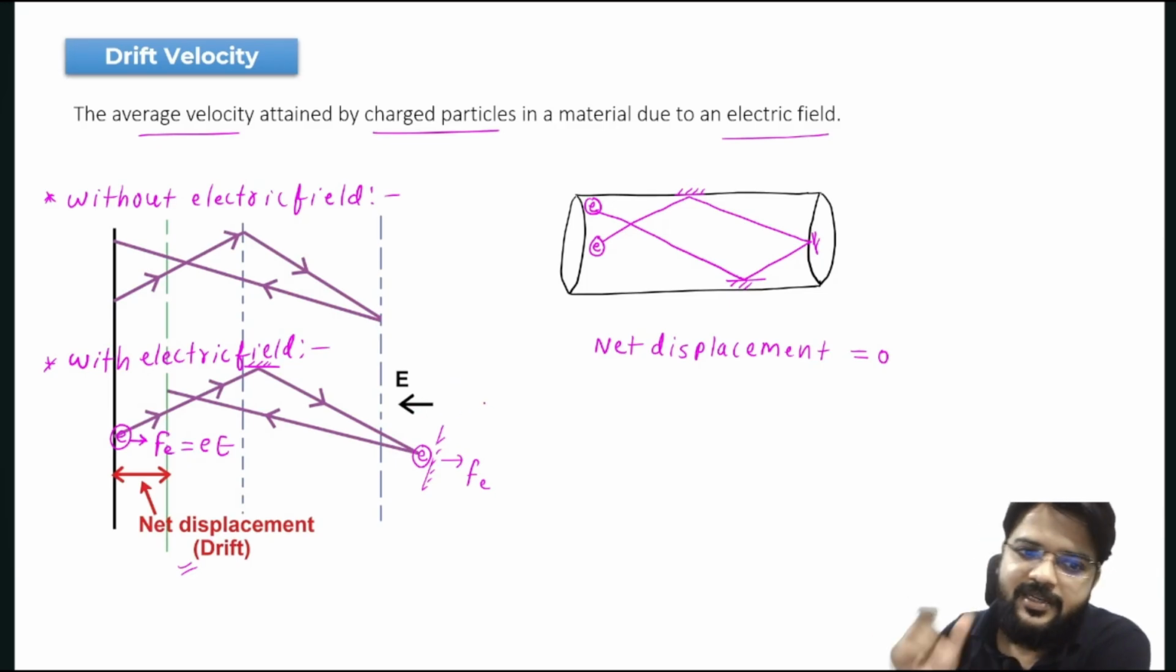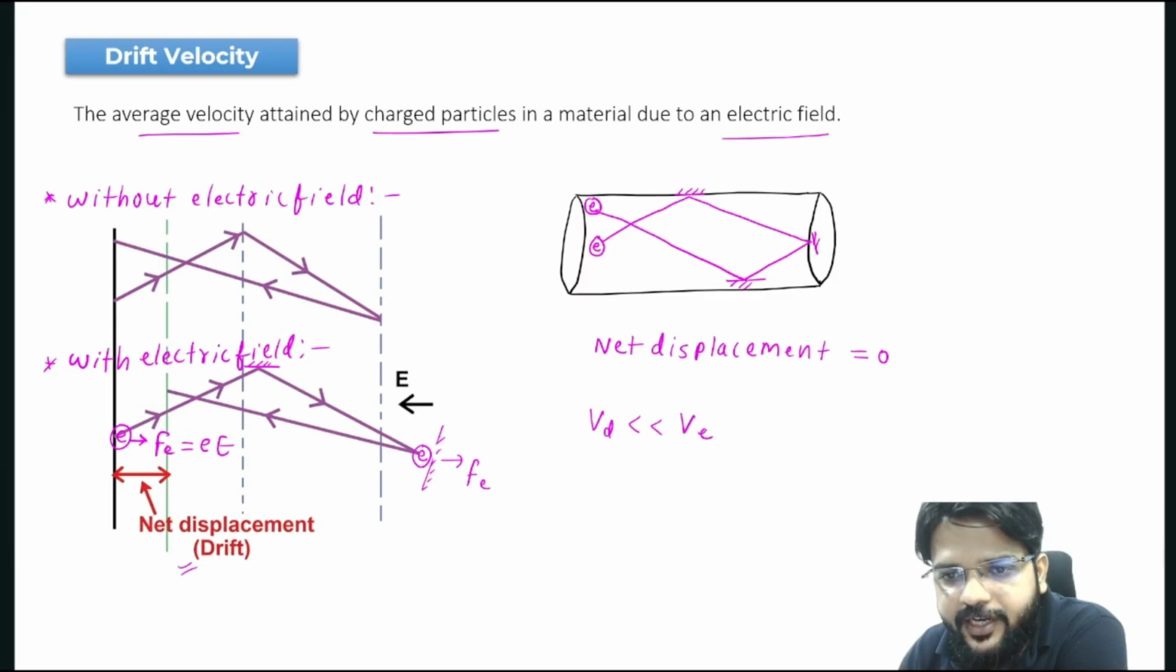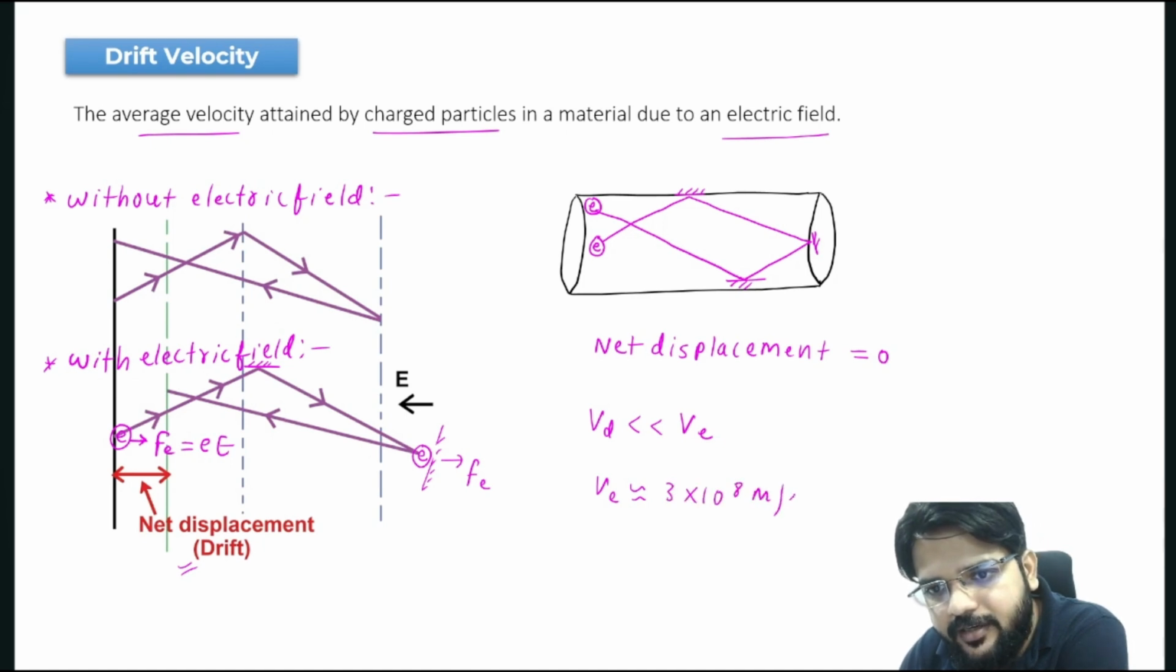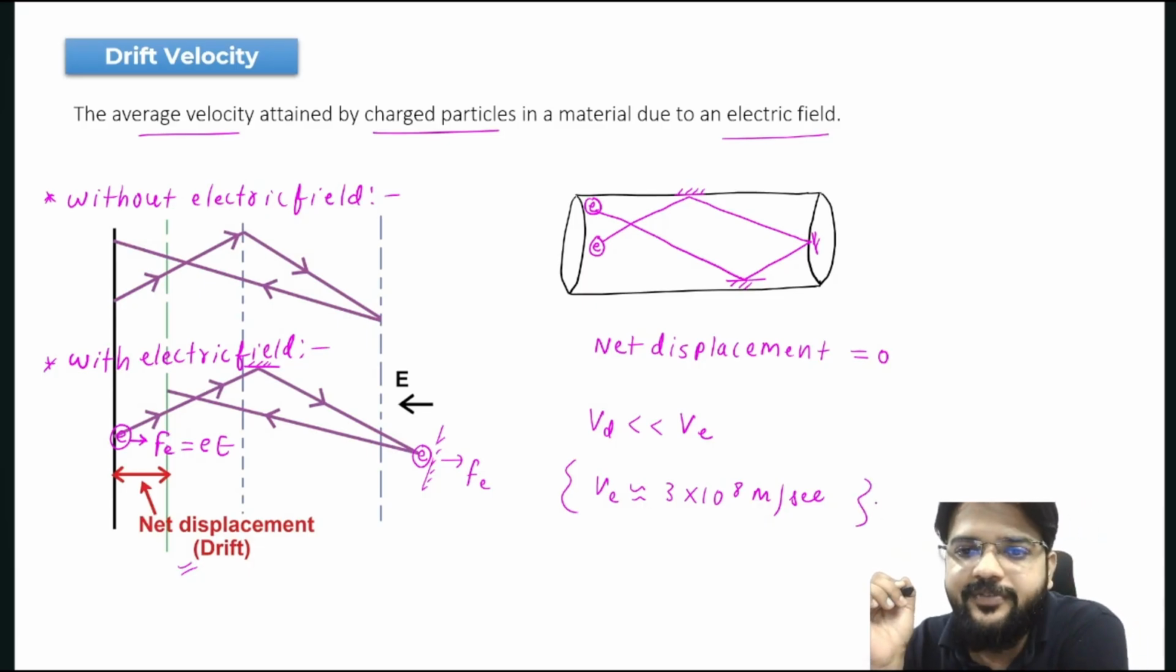So here this net displacement is very small. That's why drift velocity is very small as compared to the actual velocity of the free electron. The actual velocity of the free electron is approximately equal to 3 into 10 raised to 8 meter per second. Correct? This is the actual velocity of the free electron, and drift velocity is very less as compared to free electron velocity. Is it clear to everyone?